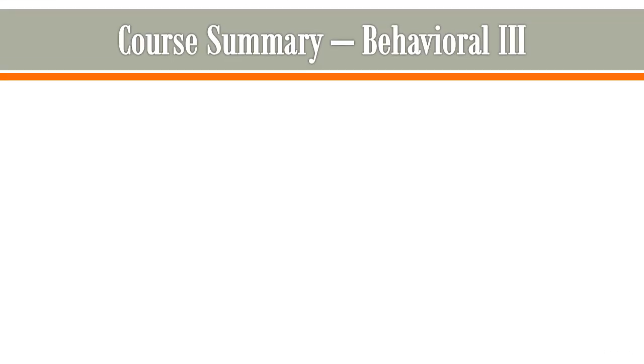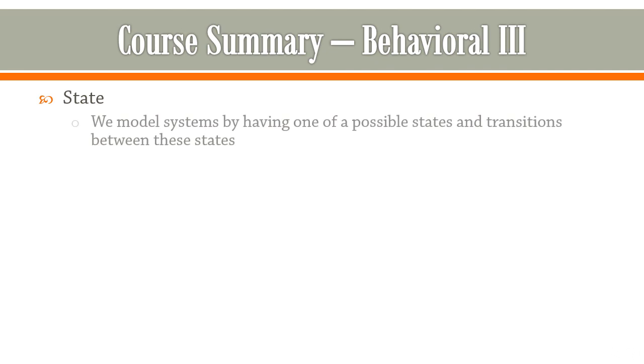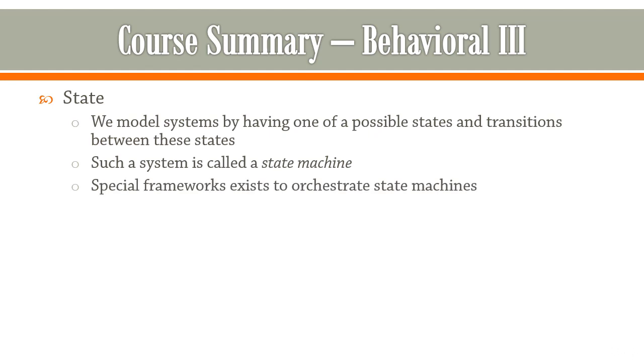Okay, so even more behavioral patterns now. We looked at the state design pattern, and that is essentially the idea that we model systems by having one of a set of possible states, and then we define the transitions between those states, and this is what's typically called a state machine. You can do one by hand. We certainly looked at how to build a state machine by hand, but we also have special frameworks like Stateless, for example, and they exist to orchestrate state machines. So they exist as a way of giving you the API for defining the state machine and then for actually making the state machine do things.